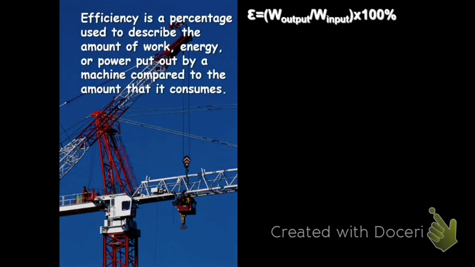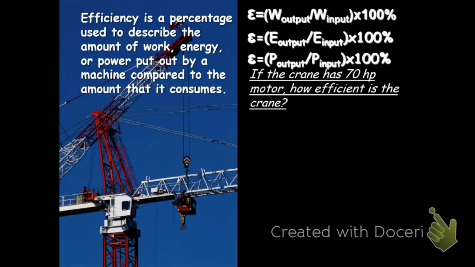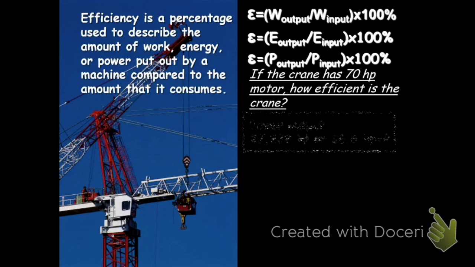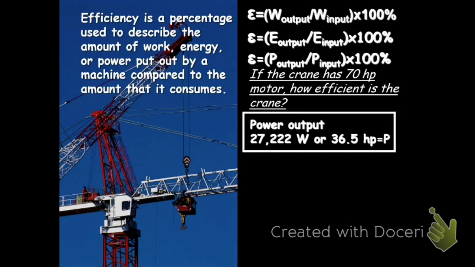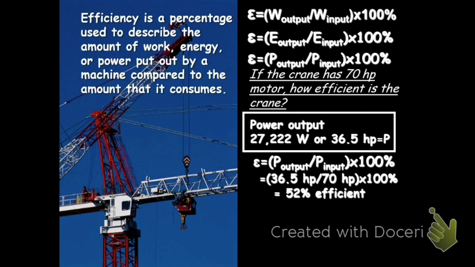When talking about power, we can also talk about the efficiency, which is a percentage used to describe the amount of work, energy, or power put out by a machine compared to the energy that it consumes or that you have to put into it. So we can describe this as work output over work input, energy output over energy input, or even power output over power input. So say, for example, a crane has a 70 horsepower motor. How efficient is that same crane? Well, we just figured out that it was putting out 36 horsepower, so we can divide those and figure out that it's 52% efficient.